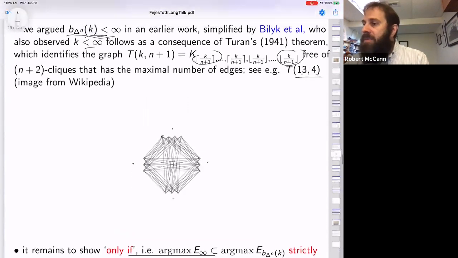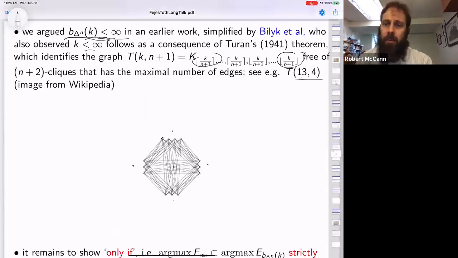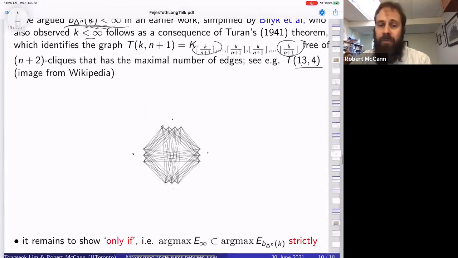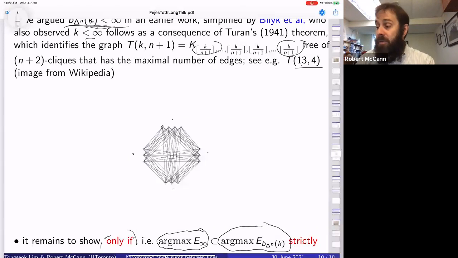Okay, so this is the argument that tells you these thresholds are finite, both when k is a finite number n in the limit, or when n plus 1 divides k. And so now we've actually proved the theorems, except for the only if part, except for showing that the set of optimizers for the limiting problem, which we now know to be the conjectured set of optimizers, is a strict subset of the set of optimizers for the threshold problem. Any questions?